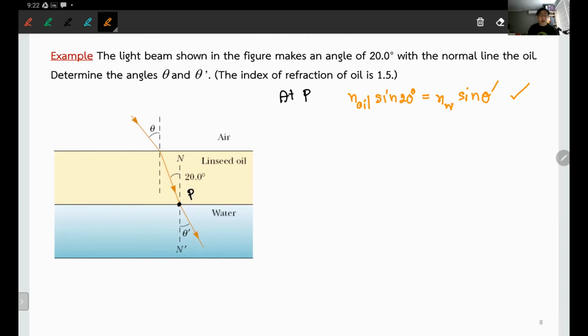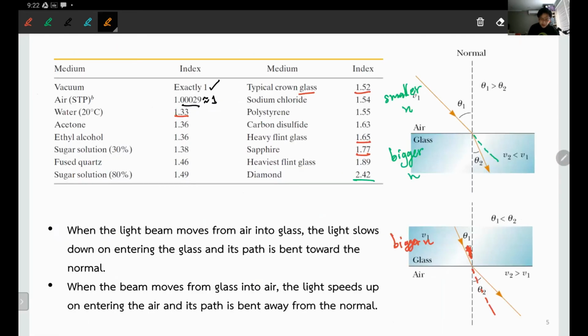Okay. So every time that you look at Snell's law, I suggest that you think of it as an application at a point. That is what I would like to emphasize so you won't get confused. And that's it. So N of the oil is given to be 1.5. Sine 20, you can punch the calculator for me. N of the water, it's supposed to be somewhere here. You can go back and look at the water, 1.33.